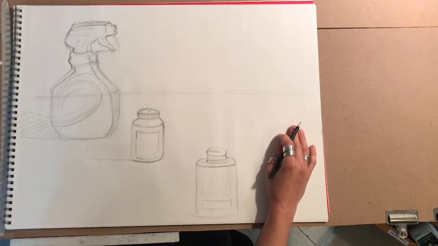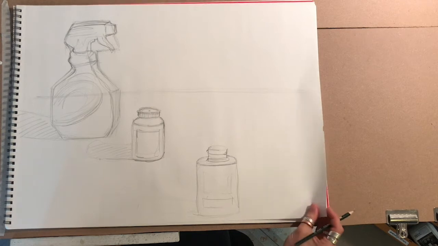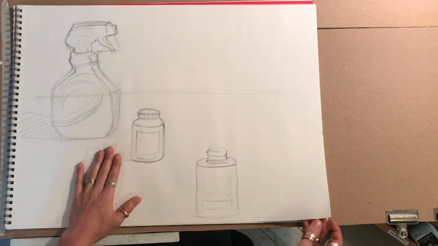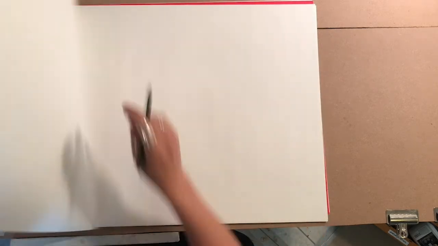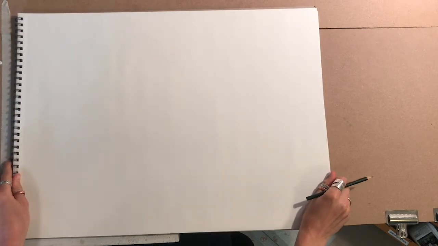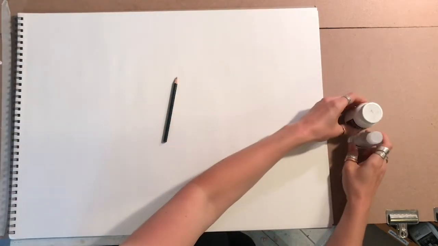So what I'd like you to do now is flip over to a new sheet of paper. No need to get too detailed with this. We're just practicing right now. So flip on over to a new sheet of paper. And I'd like you to place your objects now really, really close together. I'll show you over here so you can see.